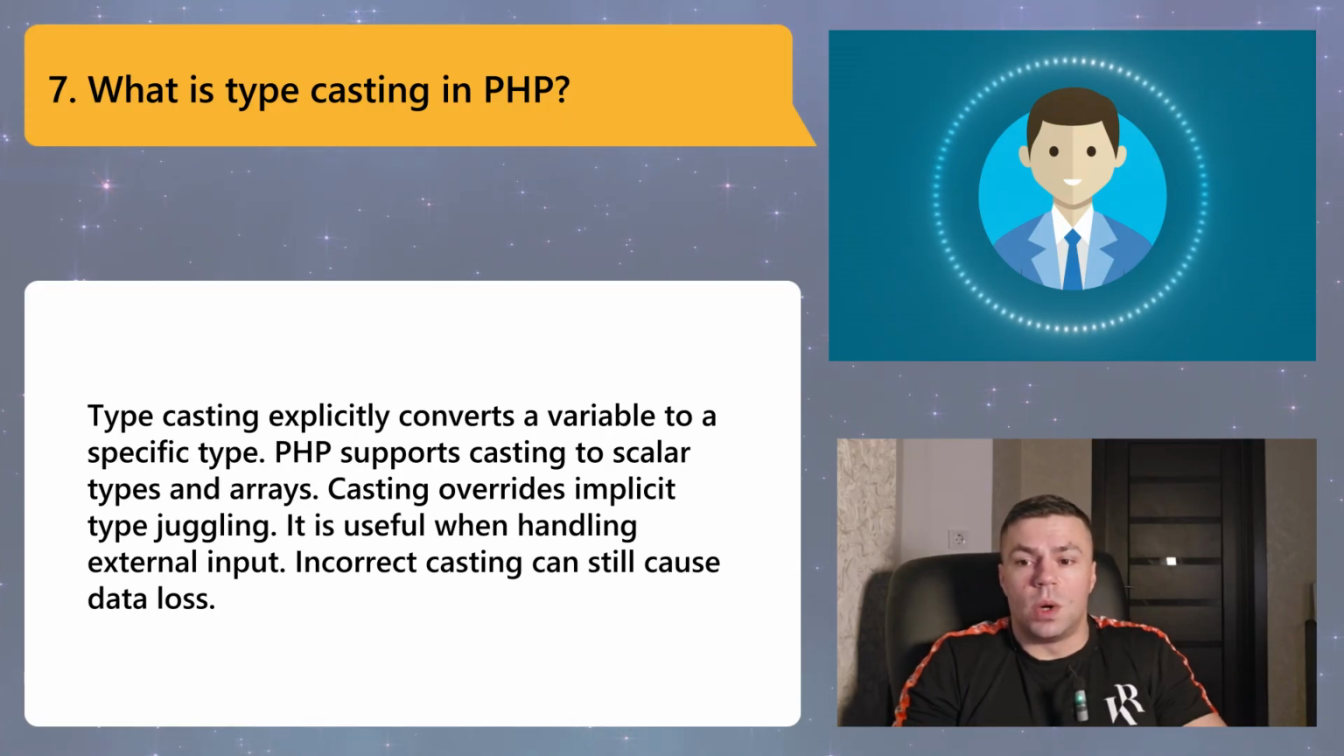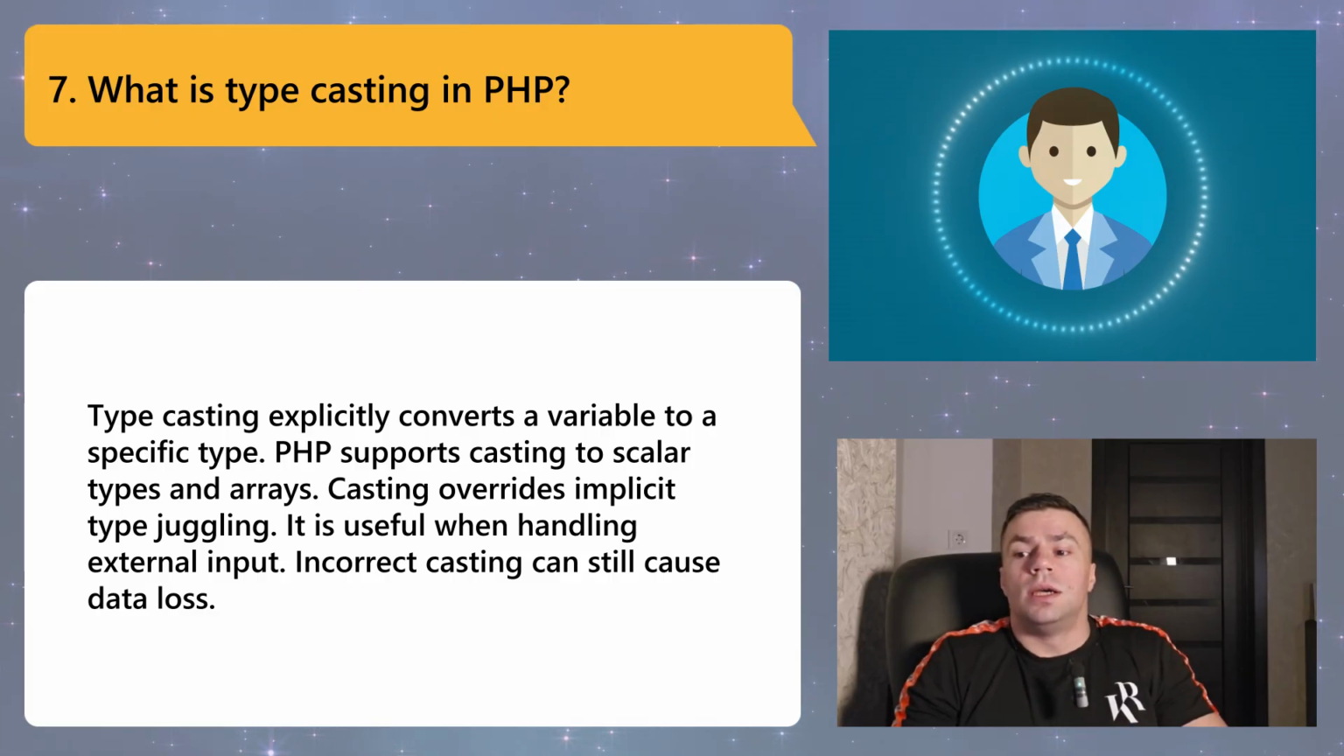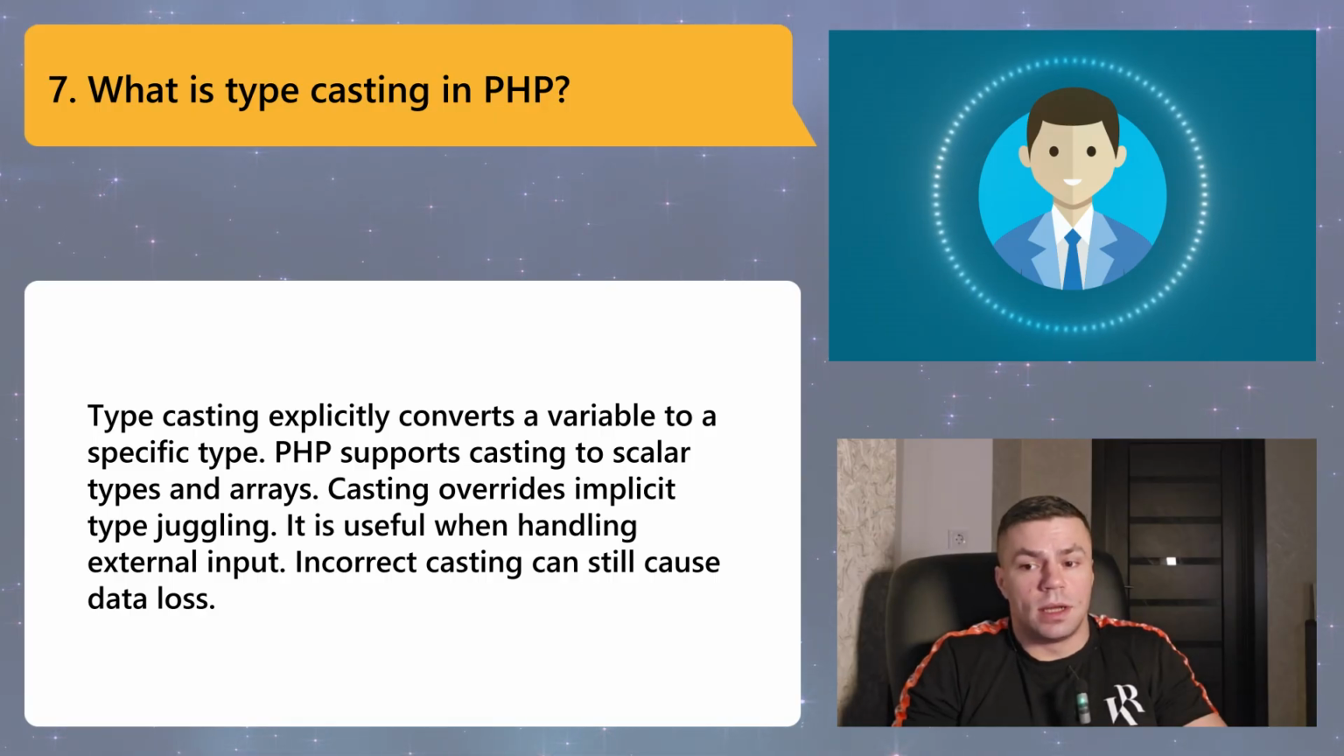Typecasting explicitly converts a variable to a specific type. PHP supports casting to scalar types and arrays. Casting overrides implicit type juggling. It is useful when handling external input. Incorrect casting can still cause data loss.